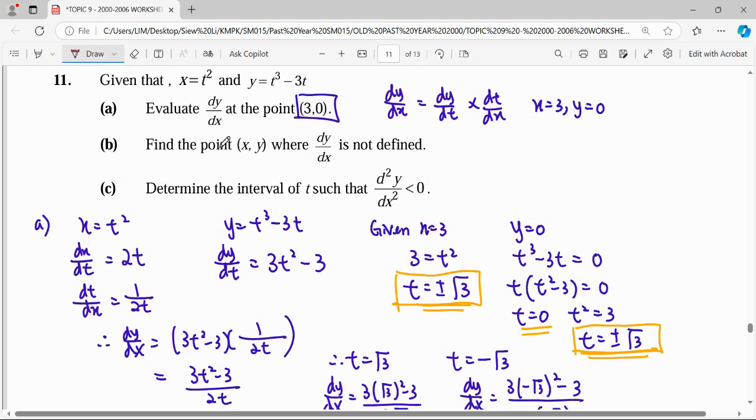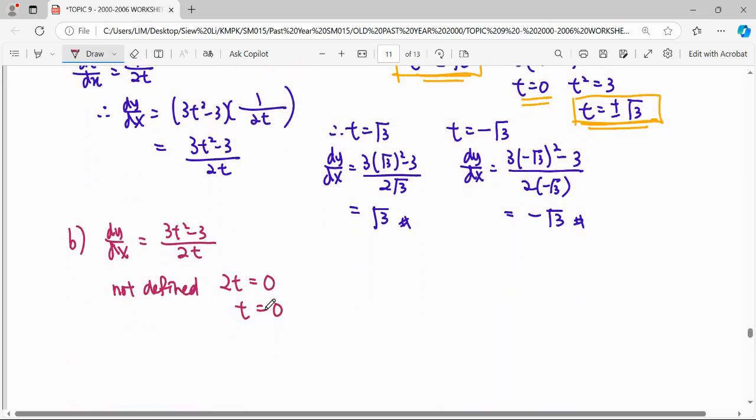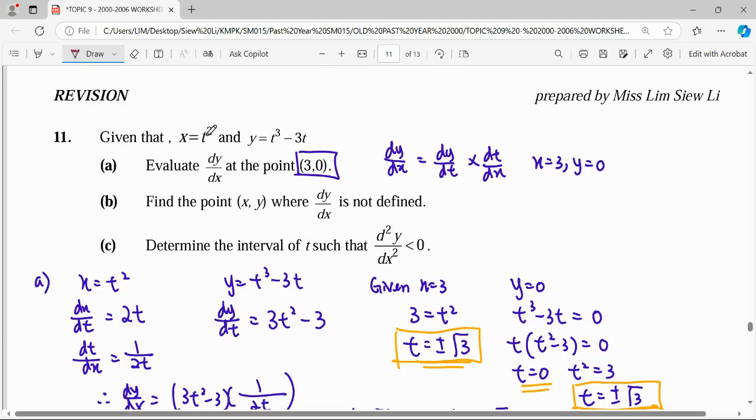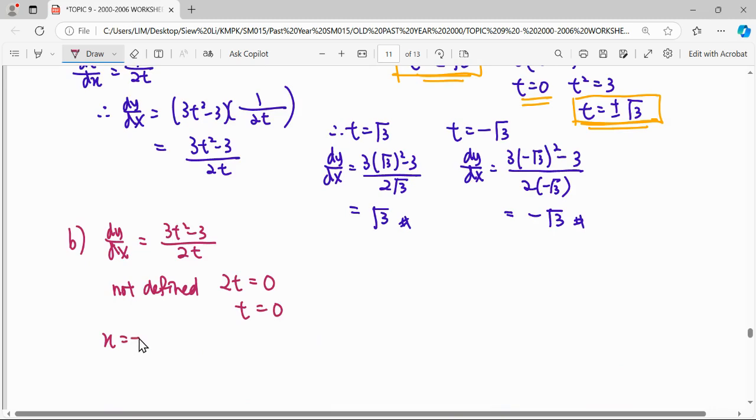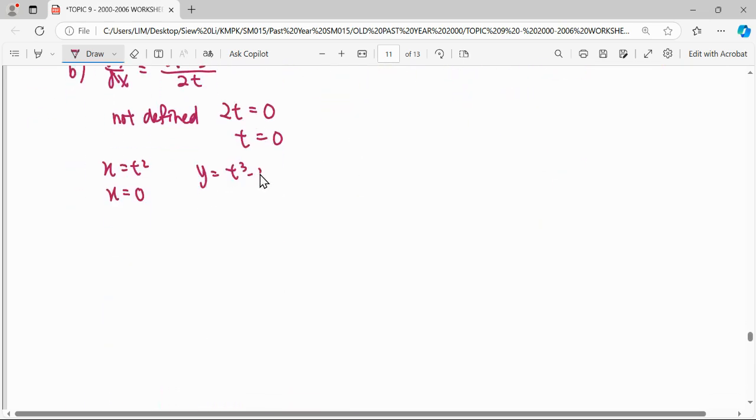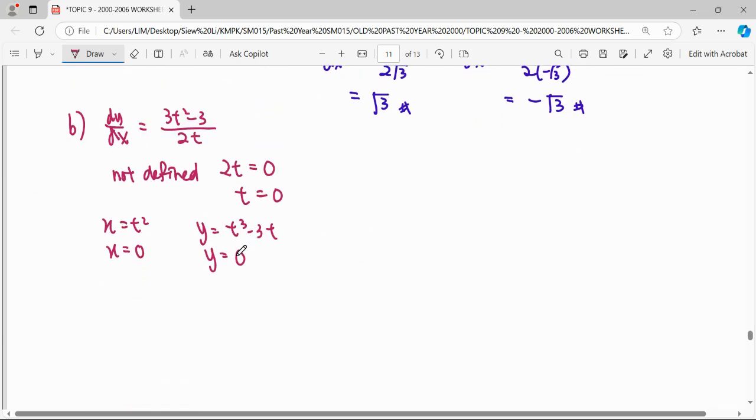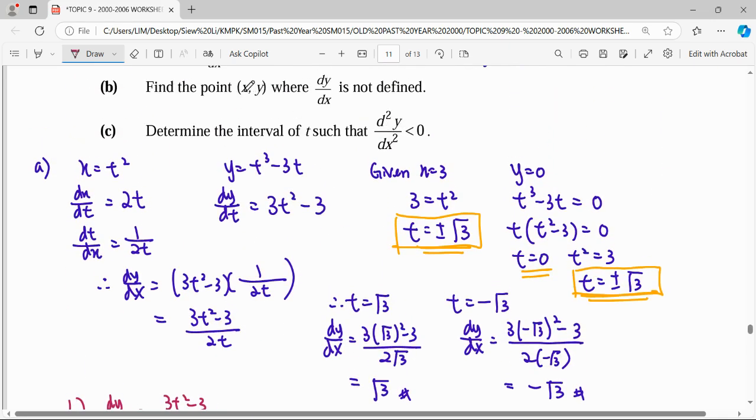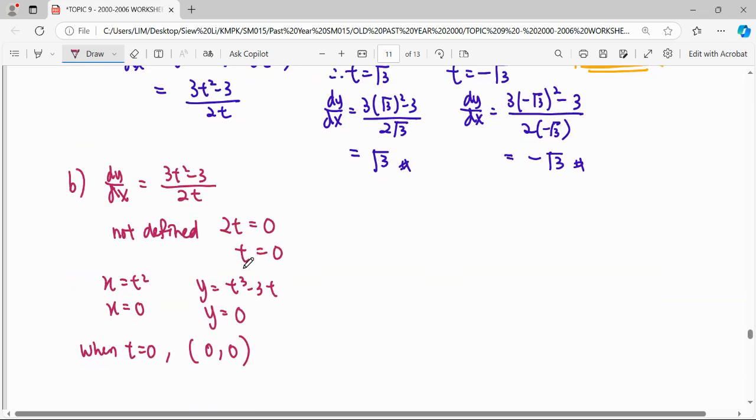So what they ask here is to find out the point. Since we have t equals 0, we can substitute into our x and y equations to find out the coordinates. So x equals t squared, t is 0, so 0 squared. y equals t cubed minus 3t. So substitute your 0, so it is also 0. So when your parameter t is 0, the coordinate generated is (0, 0), which is the origin. Alright, so that is the point when your dy/dx is not defined.